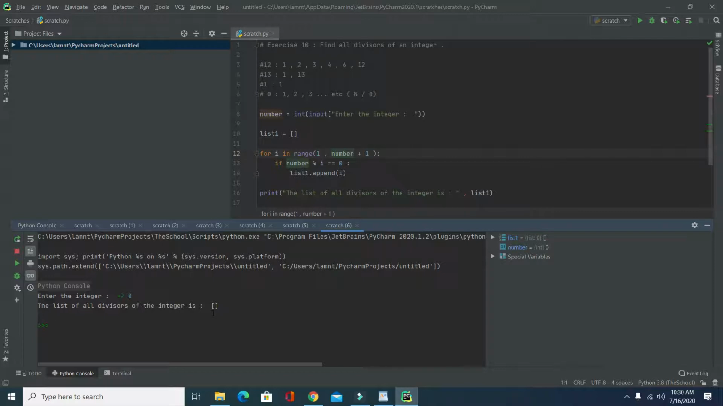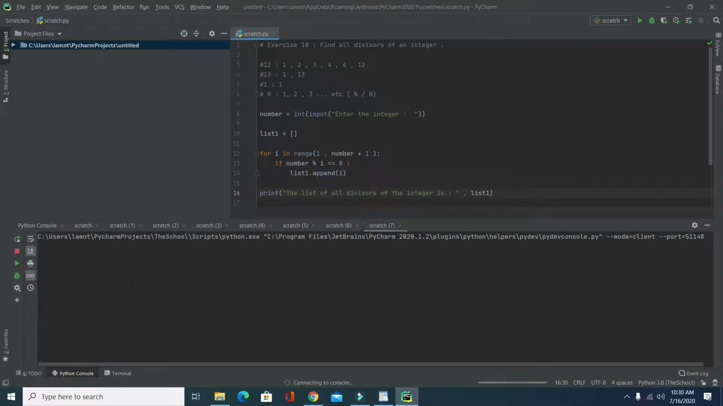So exercise 10. So yep, we're gonna move to exercise 11.